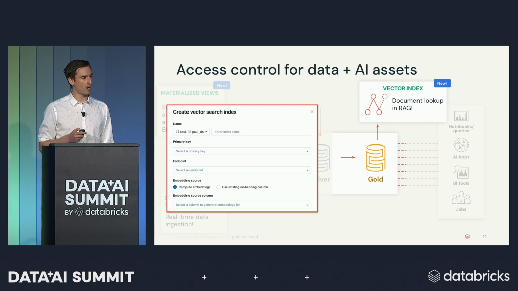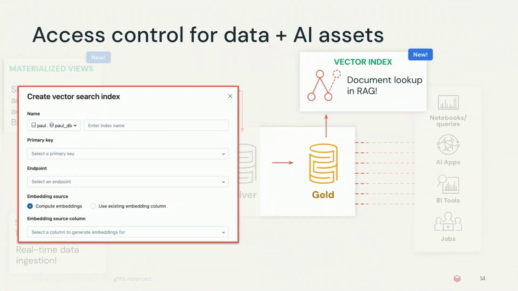And you get a simple UI like you see on the left-hand side of the screen here to basically turn that Delta table into a vector index. And the cool thing is it will continue updating as the Delta table updates as well. So it's a really neat feature.